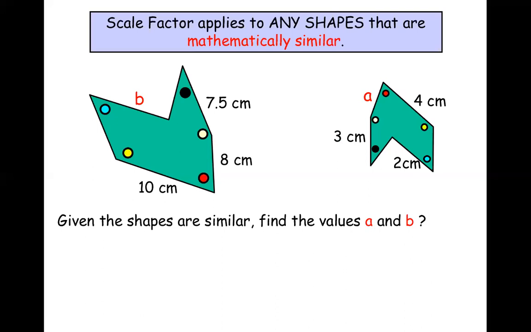Sometimes what they'll do is give you the two shapes, but have you noticed they've not put the shapes exactly in the same orientation? Because we can see that the angles are the same, I'm going to pick a couple of sides to check. Between the red and the yellow angle, I've got 10 and I've got 4. So the reducing factor would be 4 divided by 10, or 2/5.